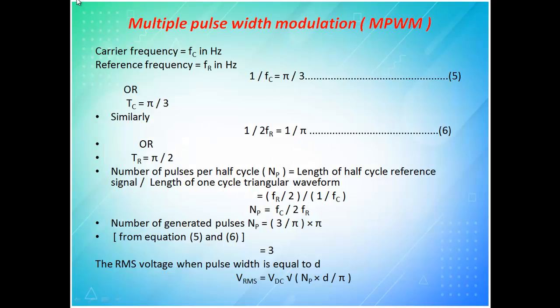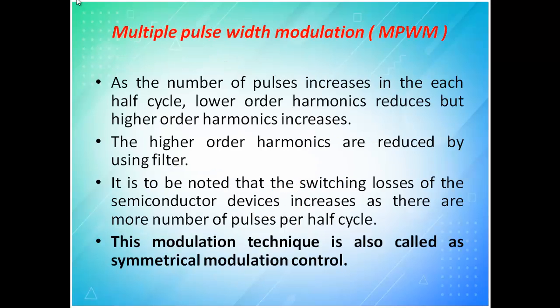Okay, so the RMS voltage is equal to VDC times the square root of NP into D divided by pi. N is nothing but the number of times the pulse is going to occur. As the number of pulses increases in each half cycle, the lower order harmonics reduce but the higher order harmonics increase.